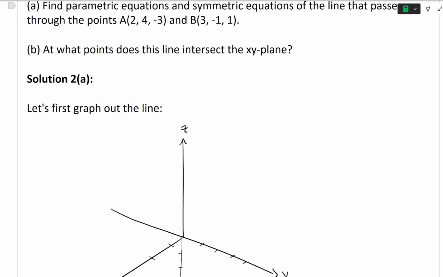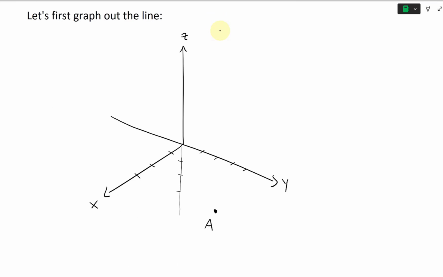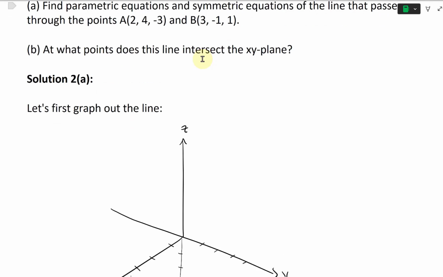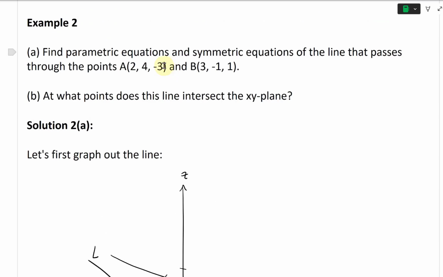And then the point B is going to be 3, negative 1, and 1. So it's going to go to 3 here. And then it's going to go to negative 1, so it's going to go back 1. And it's going to go up 1. It's going to be somewhere around here. Let's see if we draw it in 3D. This is our point B, like this. And then the line is going to be across like that. All right, and this is going to be our line L. So just fix it up, write A right here. And A is, again, at 2, 4, negative 3.